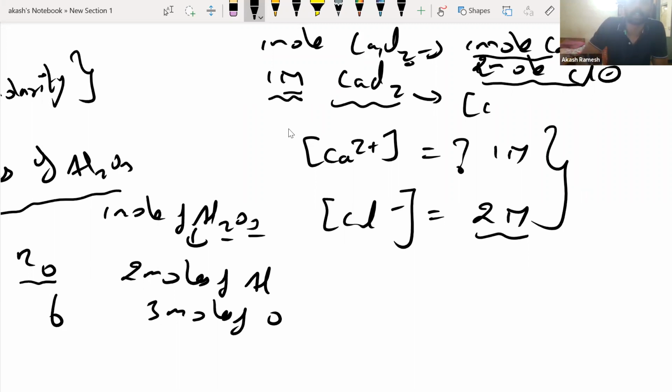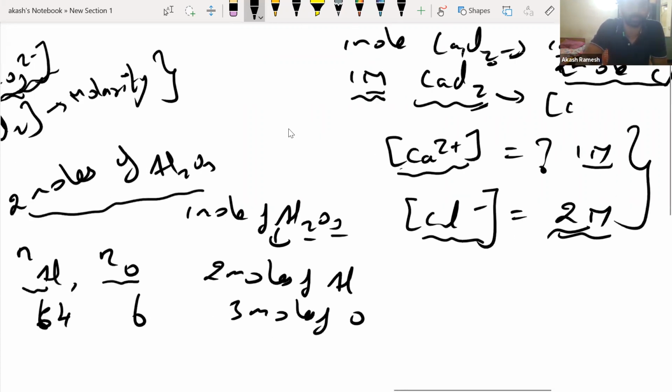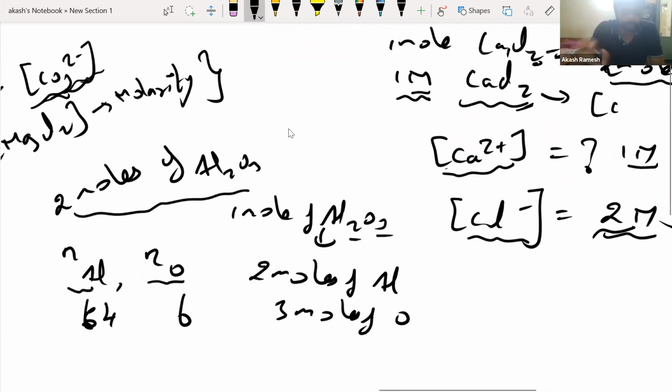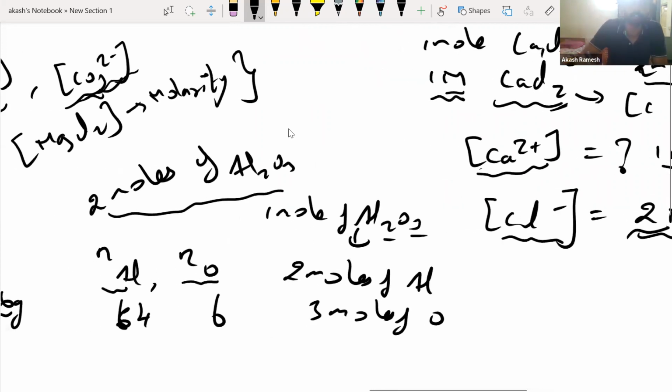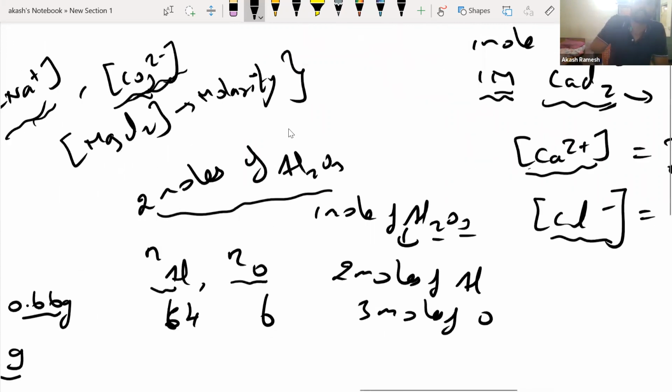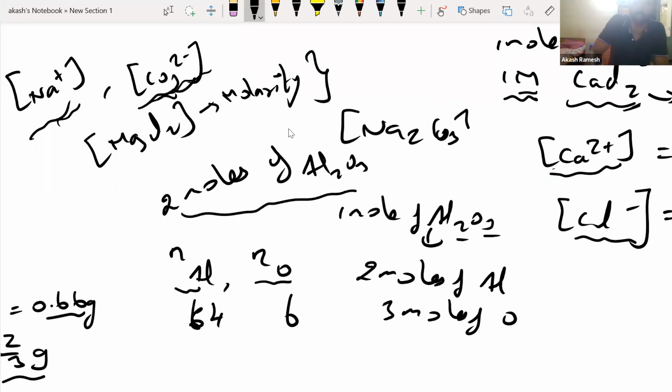So the molarity of Ca2 plus is 1m, but the molarity of Cl minus will be 2m because the subscript 2 is there for Cl. Now, in the same way you have to answer this question. For this question, you first have to find the total molarity of Na2CO3. Once you find this, from that you can find the concentration of Na plus and the concentration of CO3 2 minus. Go for it. Now I think everybody understood. There's no need to panic.